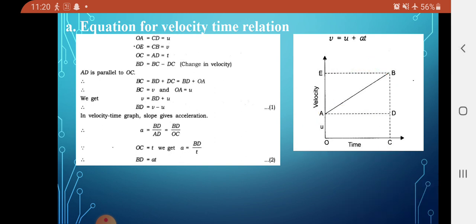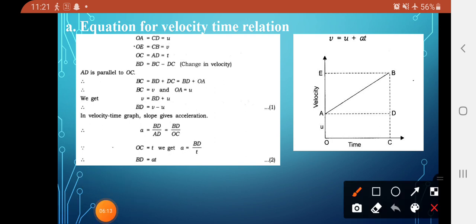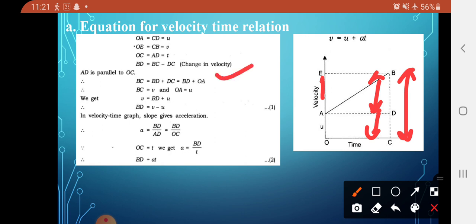So next step, when we are talking about the next concept, the BC is equal to BD. So total BC, what is the BC here? It is nothing but the BD plus DC, is it? So what is the BD plus DC? It is equal to the OA. Okay, so DC is nothing but equal to OA. So that's how we got our first step.